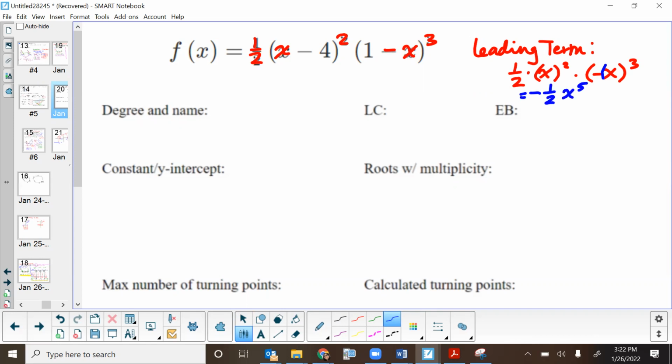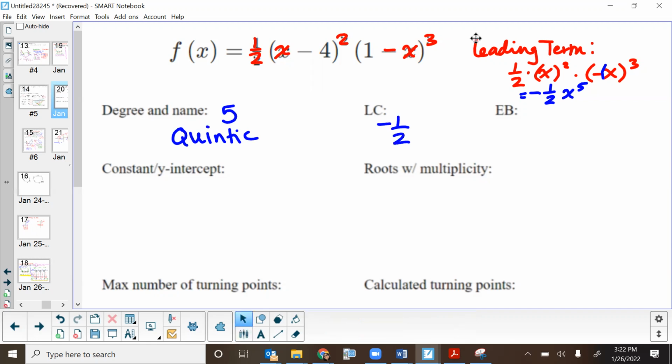Negative 1 to the third is -1, so that's why the half becomes a -1/2, and x squared times x to the third is x to the fifth. So this right away tells me my degree and my leading coefficient. Because it is an odd degree, the arrows will point one up, one down. And because it is a negative leading coefficient, it will have a negative slope or a negative trend. So we'll start high and end low.